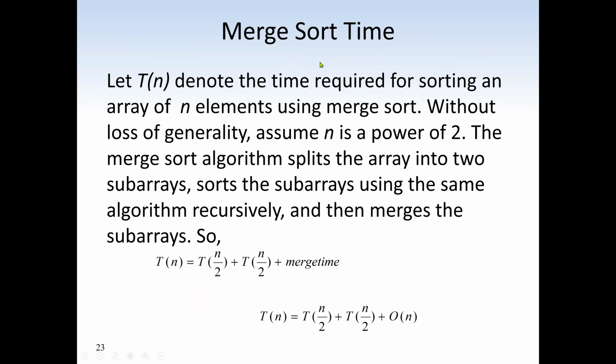With the merge sort time, we say let T(n) denote the time required for sorting an array of n elements using merge sort. Now, without loss of generality, and assuming n is a power of 2, the merge sort algorithm will split the array into 2 subarrays, then sort the subarrays using the same algorithm recursively, and then merge the subarrays. So here we have T(n/2) plus T(n/2) plus merge time.